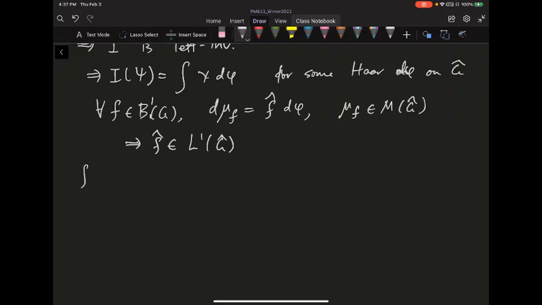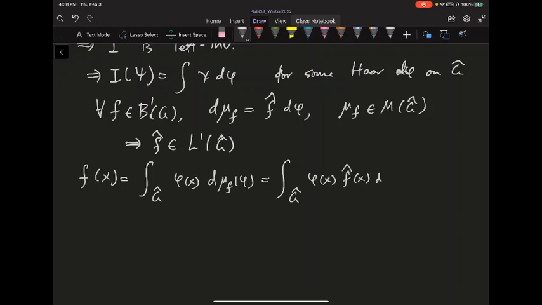And in conclusion, what you have is that your f of x, when you integrate, one way of doing that is because it's inside B_1, is equal to integrating all the characters along your mu_f, but now your mu_f is essentially just given by the Fourier transform. So you integrate against the Fourier transform times some Haar measure, okay?